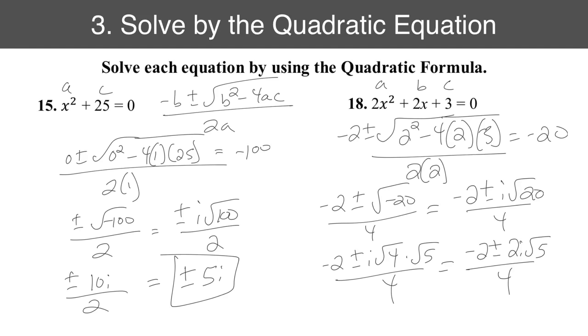Now, we're almost done. The only thing we have to do now is simplify. So we have negative 2, a positive 2i, and 4. So it's negative 2, 2, and 4. So we can simplify this down by dividing all of those by 2. And our final answer would be negative 1 plus or minus i square root of 5 all over 2. Because we would divide each of these by 2. Negative 2 divided by 2 is negative 1. 2 divided by 2 is 1, or we can just write i, and then 4 divided by 2 is 2.